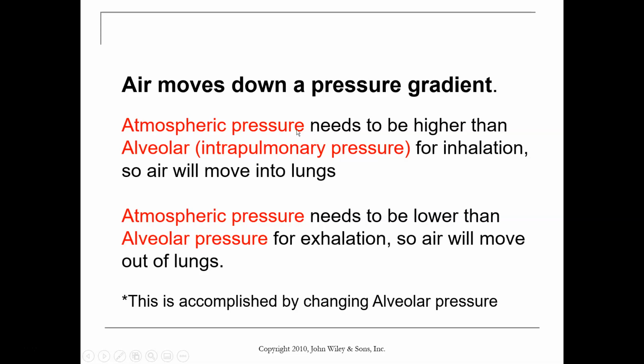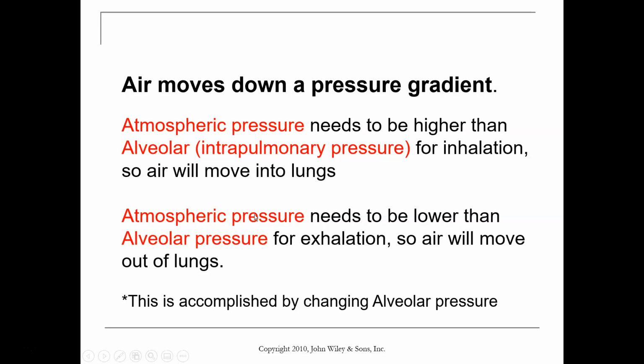So anyway, atmospheric pressure, the pressure outside, needs to be higher than the pressure in your little alveoli, or they also call it intrapulmonary pressure, the pressure inside your lungs. I kind of like alveolar pressure better because that's really where we're talking about, the alveoli. So you need a gradient for air to move in. It's always going to move from higher to lower, like a wagon from the top of the hill to the bottom of the hill. It's going to roll. So that's for inhalation. The pressure outside has to be greater than the pressure inside your lungs.